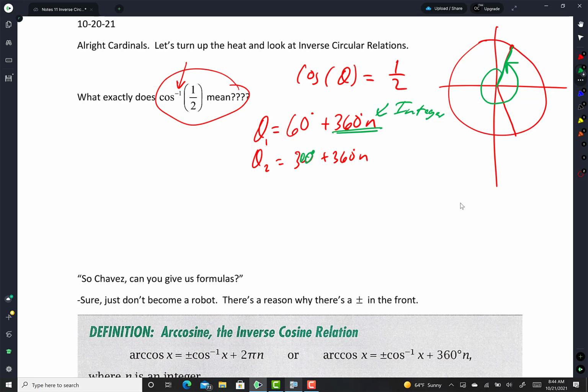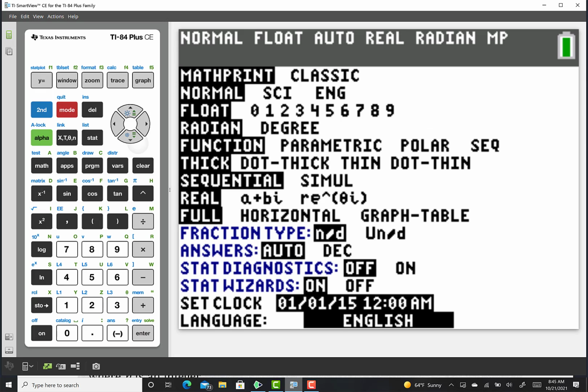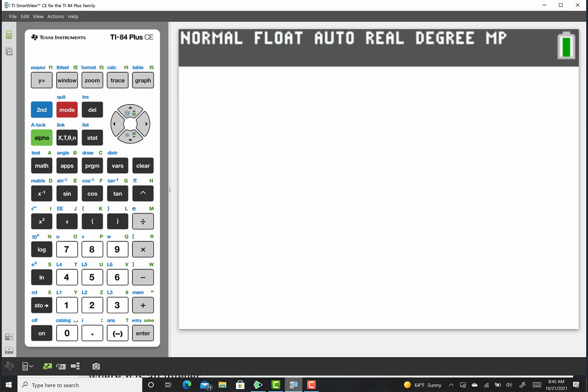Now, if you look down here, you will see a plus minus in front of the arc cosine. I don't want you to be a robot. There's a reason why there's a plus minus in the front. The reason is because your calculator is stupid. And I don't mean it literally, because we program it. So what am I talking about? Here's my calculator. It's in radian mode. I'm going to change it to degree mode temporarily, because you guys seem to understand better with degrees here. Okay. So if I tell the calculator arc cosine a half, it's only going to give me one of them.